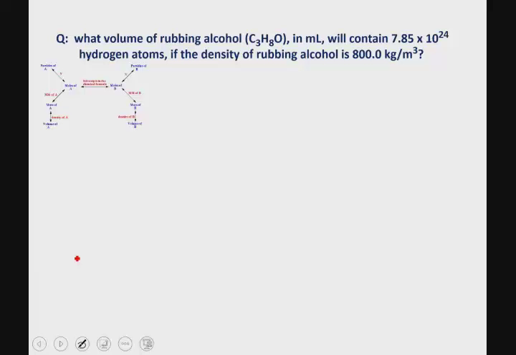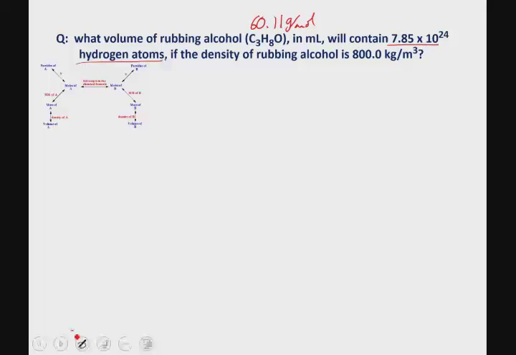Now, let's evaluate the information given to us. We are talking about a compound alcohol, rubbing alcohol, whose chemical formula is C3H8O. It may not be a bad idea to calculate its molar mass. The molar mass comes out to be 60.11 grams per mole. And it contains those many hydrogen atoms. And of course, the density of this is given as well because they're asking us to calculate the volume.